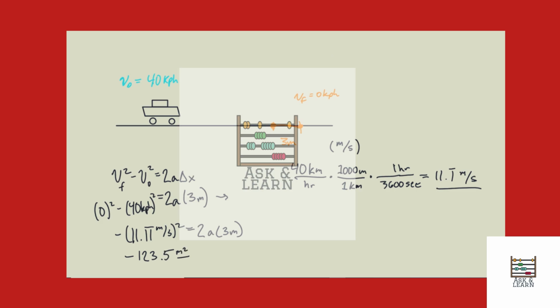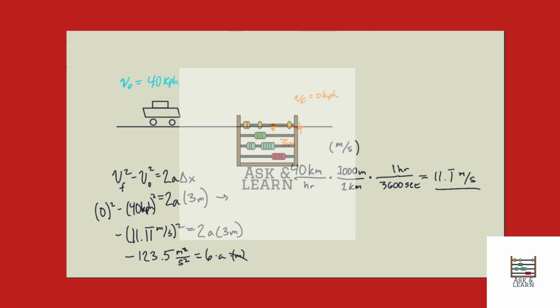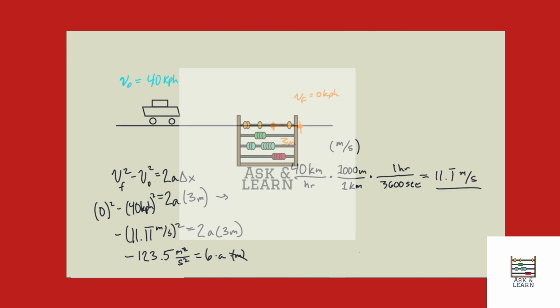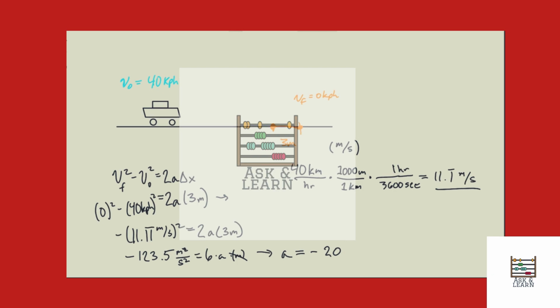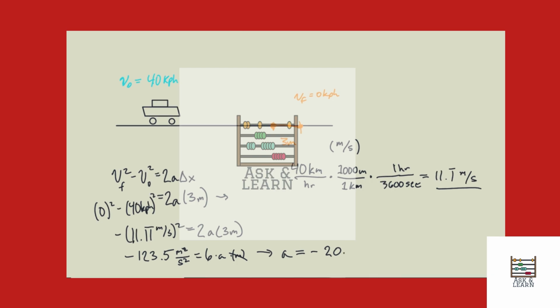So we'll have negative 123.5 meters squared per second squared equals 6 times a times the unit of meters, right? We have meters over here. One of these meters will cancel with one of the meters over here, and we can divide by 6. We get that a is equal to negative 20.58 meters per second squared. This is the acceleration.